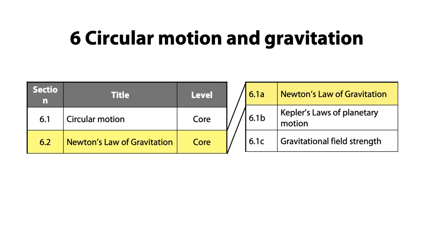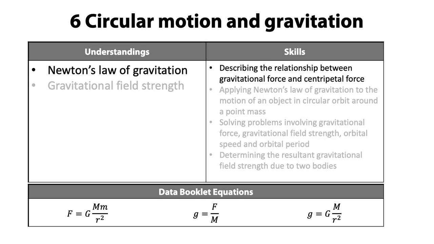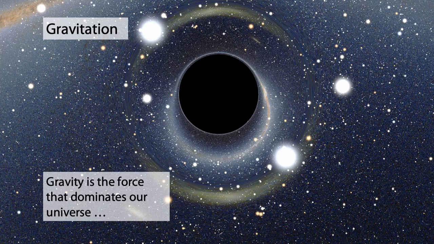We're going to look at the second part of the circular motion and gravitation unit, which is obviously the gravitation section. And we're going to start with a look at Newton's laws of gravitation. This is one of the shorter parts of the IB course, so we should move through it quickly. And before I begin, let me just be clear that this is about Newton's law of gravitation.